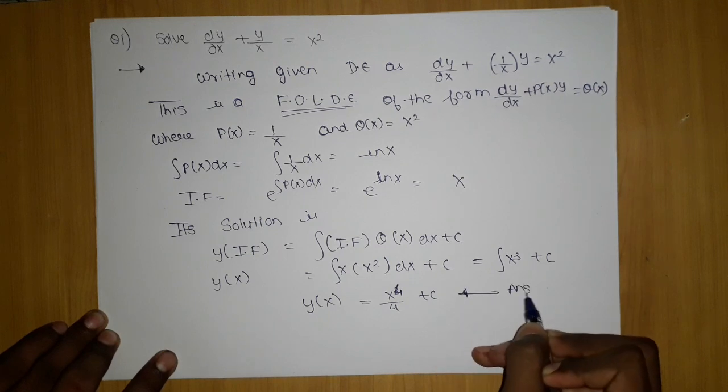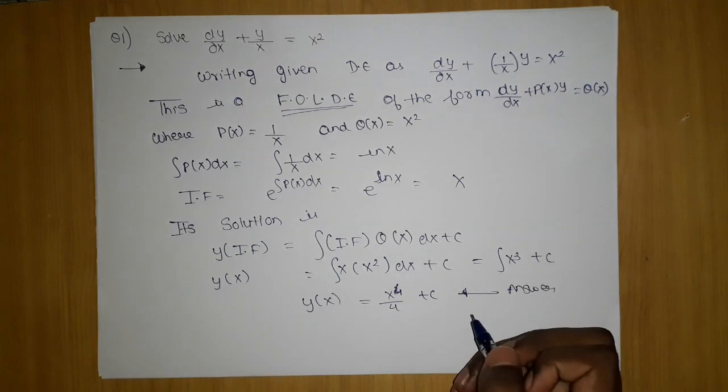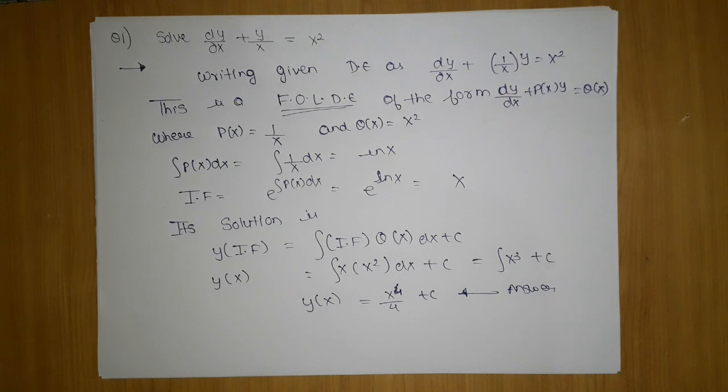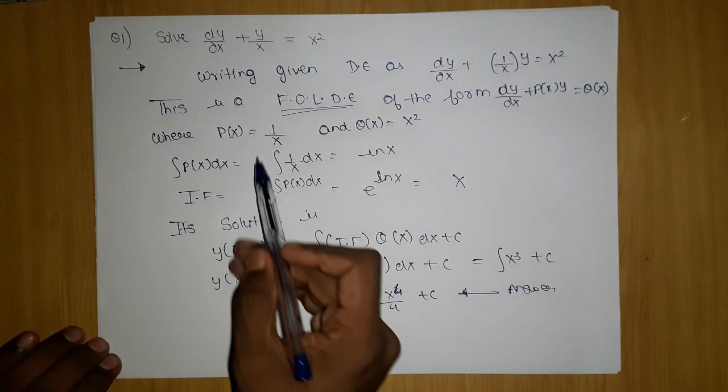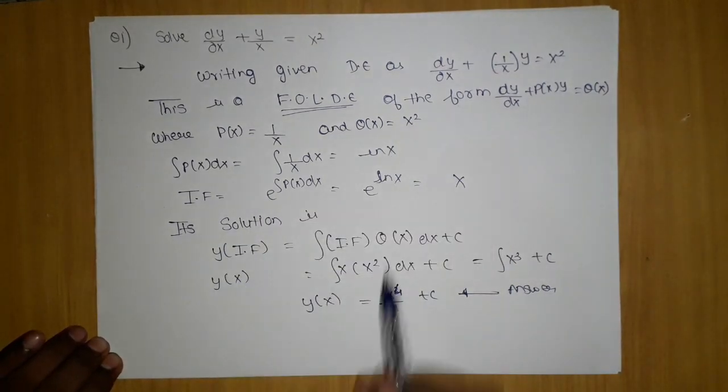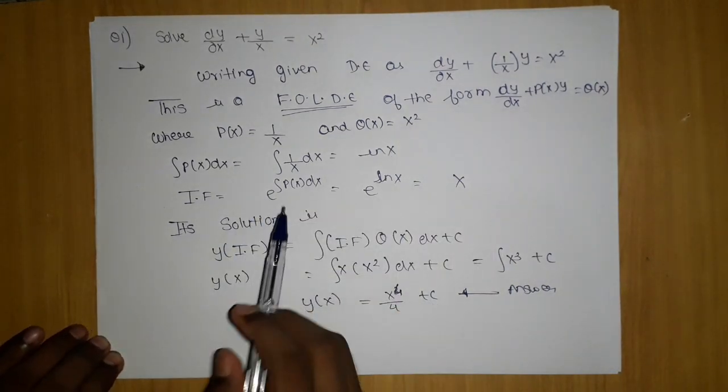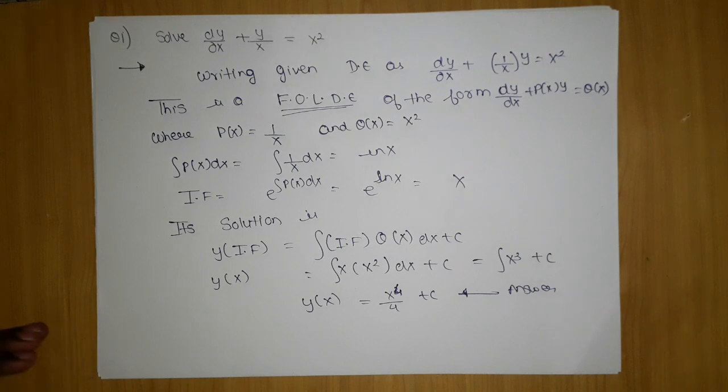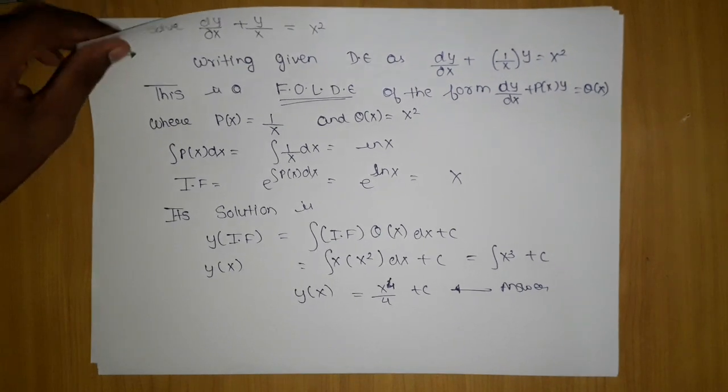So hope you have understood each and every line, what we have to write, what we have to tell. In the first two questions we are going to do it in detail, but afterwards we are going to just write this equation and just mention what is p of x and q of x. I will speak the statements, but I will not write the statements. Now let's move on to the next question.